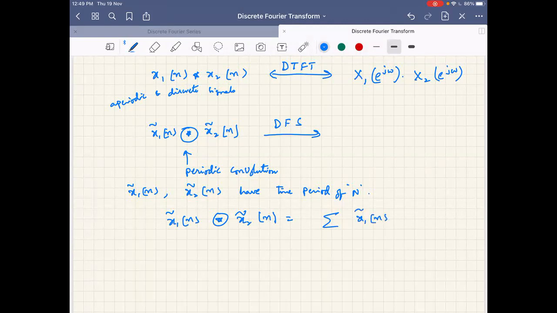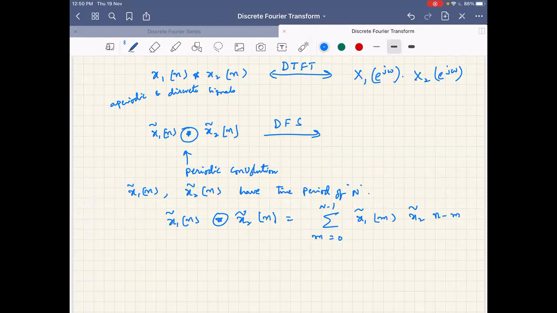Okay, so we would like to write everything in the range 0 to n minus 1 in periodic convolution, and hence let us keep the running variable, let this be r equal to 0 to n minus 1. Which is usually used: x1 tilde of m into x2 tilde of n minus m.